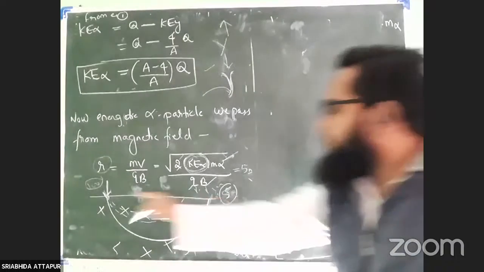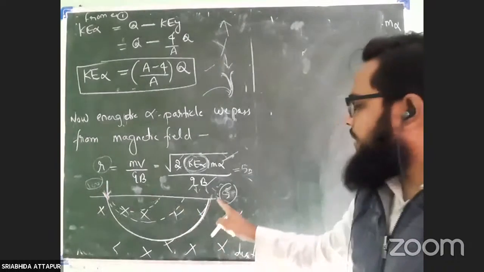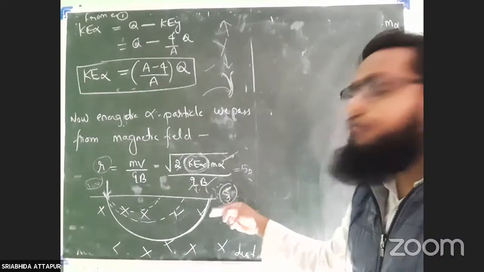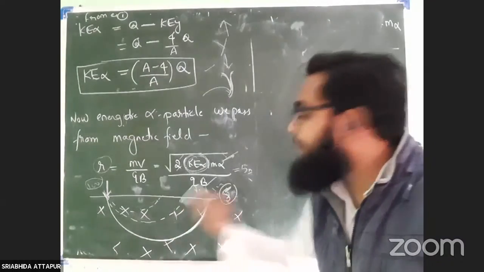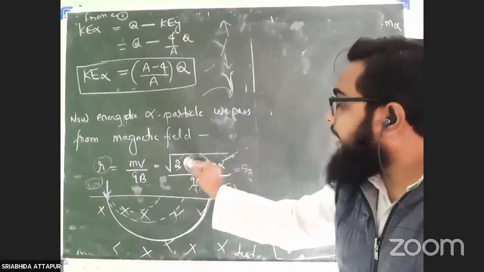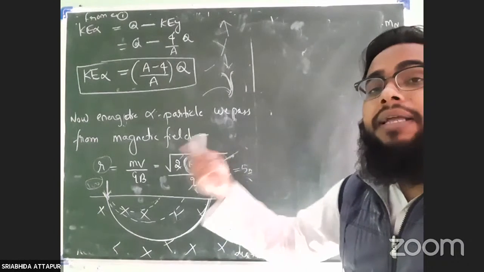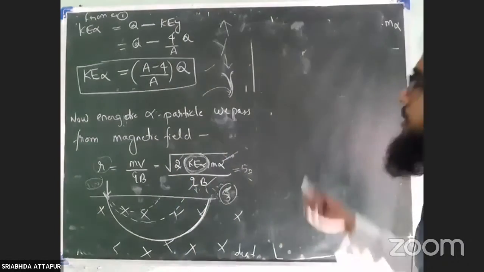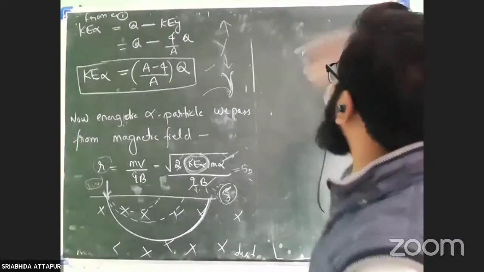See, suppose that I am sending 100. So how much am I getting here? Only 5. So where will the others go? They will follow different paths. Why? Because the kinetic energy of some other particles will decrease. How will it decrease? Please see.